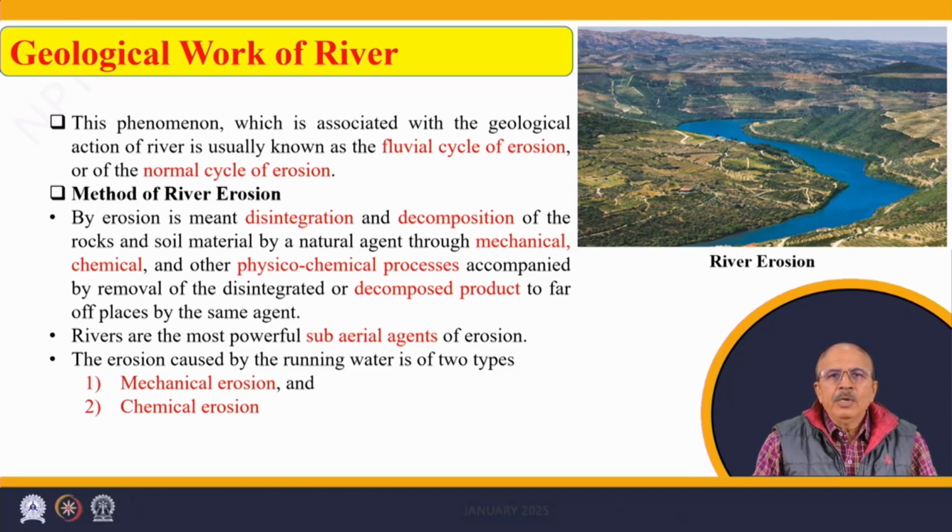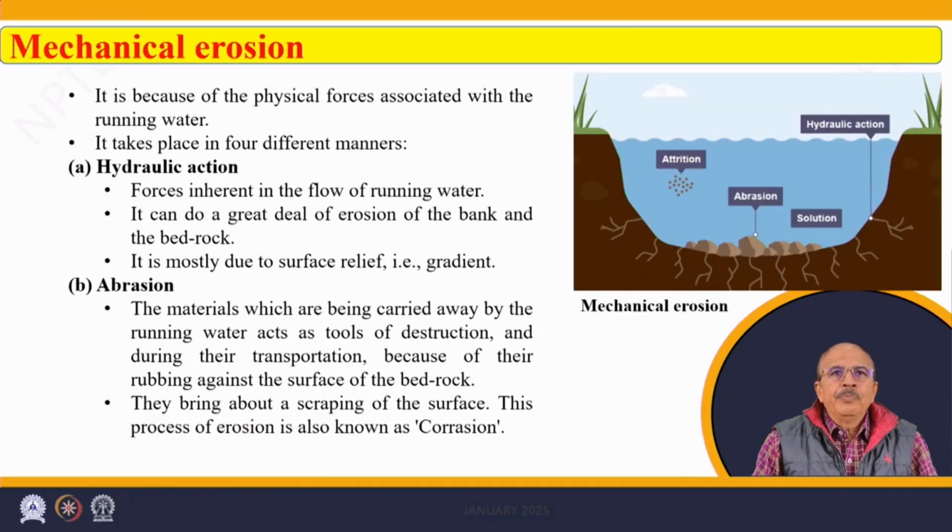This erosion caused by river water or running water is generally of two types, that is mechanical erosion and chemical erosion. Now one by one we will discuss. First, the mechanical erosion. It is because of the physical forces associated with the running water. It takes place in four different manners. Hydraulic action, first one. Forces which are inherent in the flowing of running water also disintegrate the material. It can do a great deal of erosion of the bank and the bedrock. It is mostly due to the surface relief, that is the gradient.